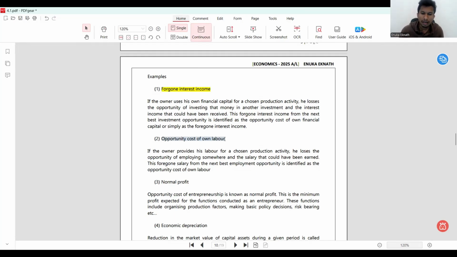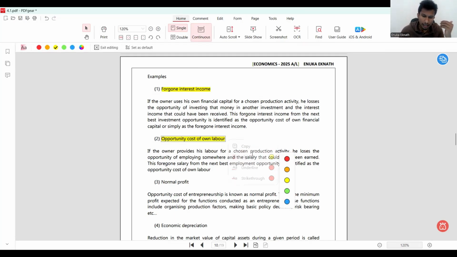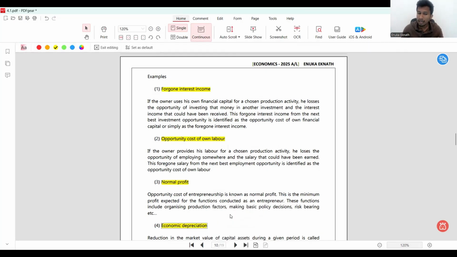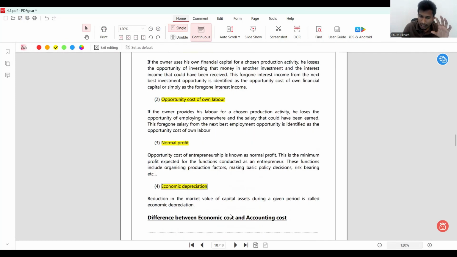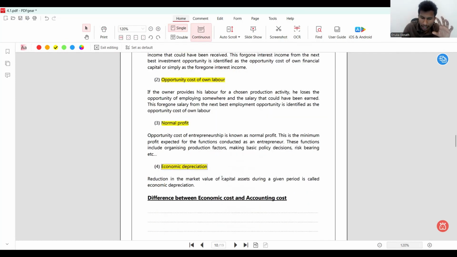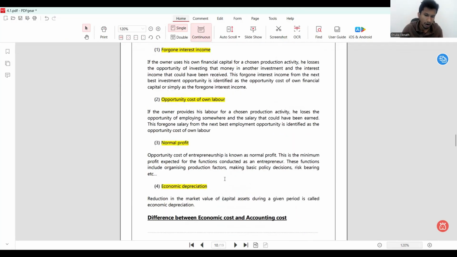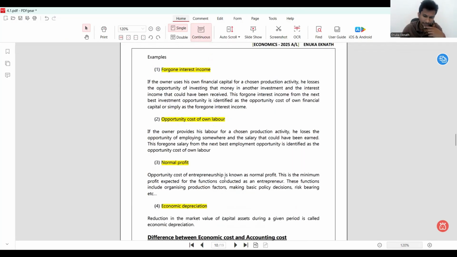And the second component in indirect cost is opportunity cost of own labor, the third component is normal profit, and the fourth one is economic depreciation. So once again, this is the depreciation of capital assets owned by the owner, right? Not the depreciation of capital assets that you have taken from the outside market.